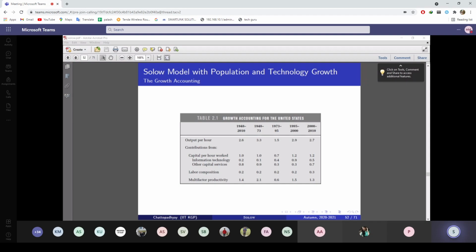Over time, people have gone for different precision of this equation. More precision has been introduced in this growth accounting framework, but this is basically brief for this class. This is how people calculate the rate of growth of technology from the data. Clear?